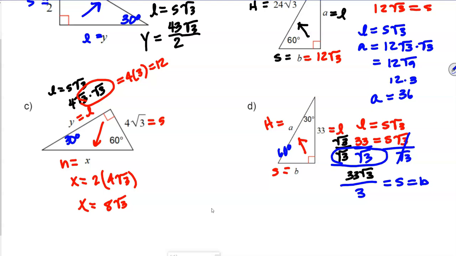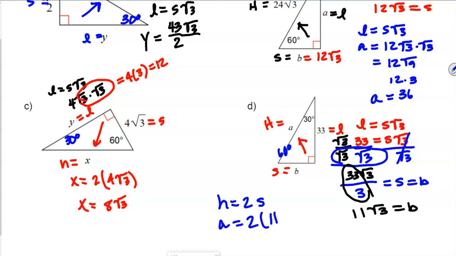But wait, am I done? You're right, I'm not. This can be reduced more, right? So that's going to be 11 square root of 3. That's going to be equal to my b, which is my short leg. Now, how do I find the hypotenuse? To find the hypotenuse, it's 2 times the short leg, right? So our hypotenuse is our a. We're just going to go 2 times 11 square root of 3. What's 2 times 11? A is going to be equal to 22 square root of 3.